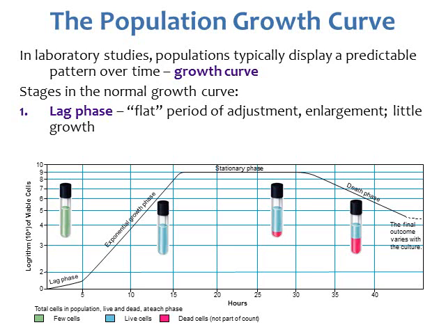So you start with a lag phase, and this is a flat period of adjustment. You have cells enlarging, but they don't really grow or reproduce during the lag phase. If you look on the graph, we have hours going across the bottom, and the number of cells going up the y-axis. You start off with very few cells, you have this lag phase, and the cells don't double very fast. It's kind of flat but growing a little bit.